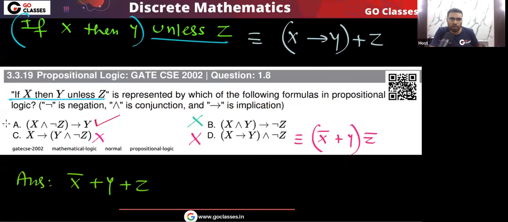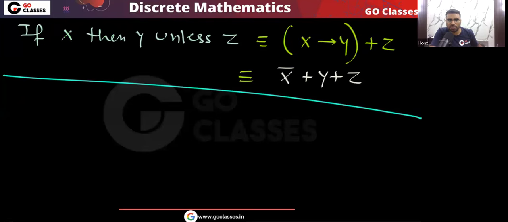So the answer will be option A. Is this clear? Please let me know. Is this question understood? Very simple. The answer is option A.